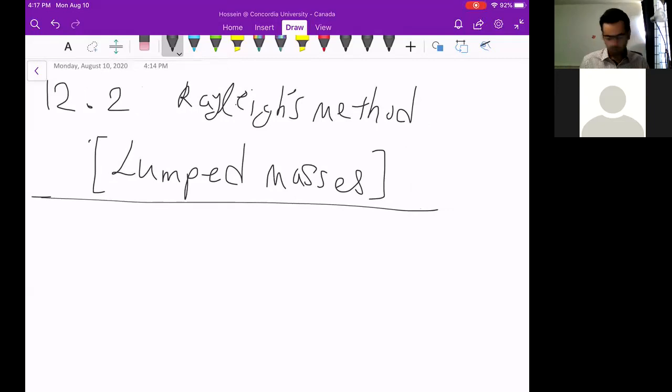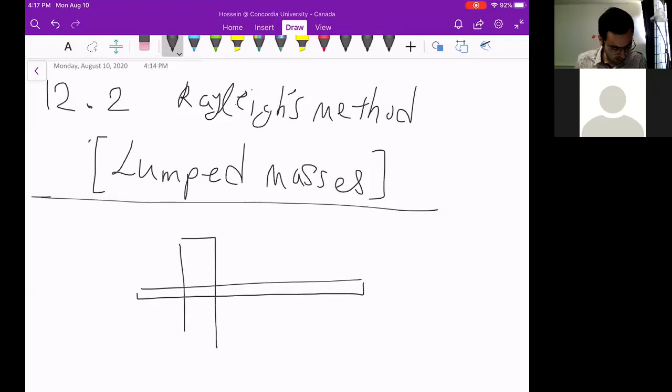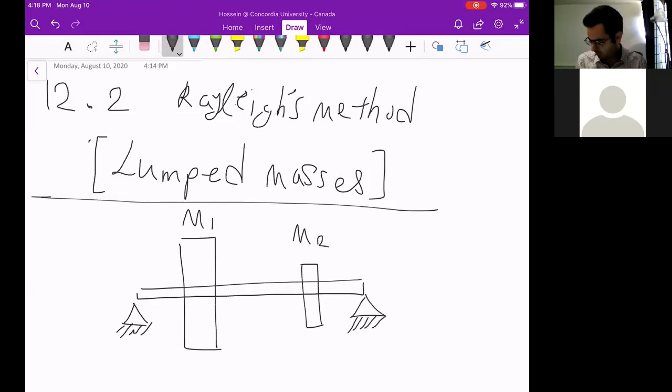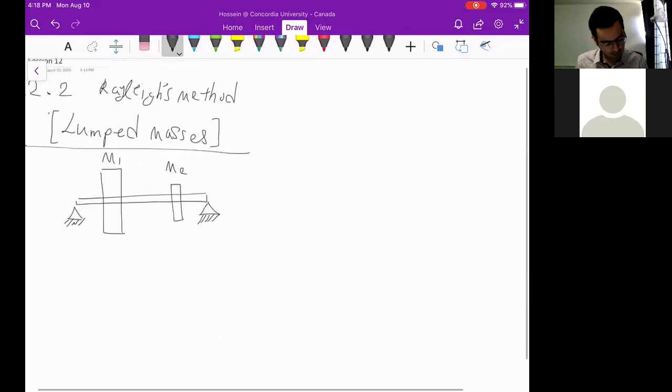So the system shown here is basically a lumped mass system. There's a beam like this, there's two disks, M1, and the second mass is M2, attached to constraints. So this length is given basically.